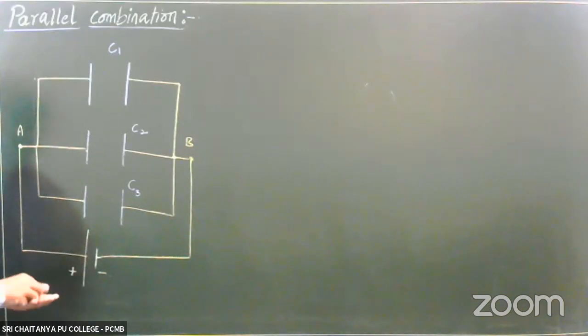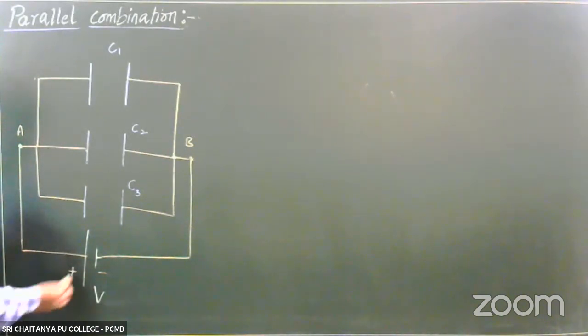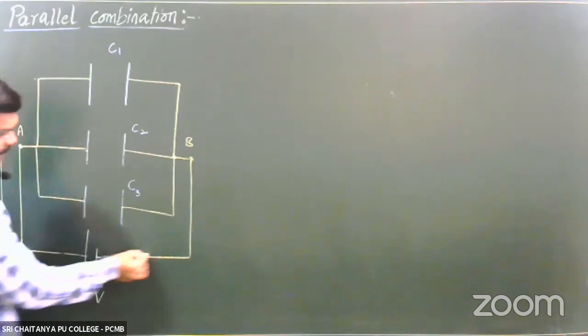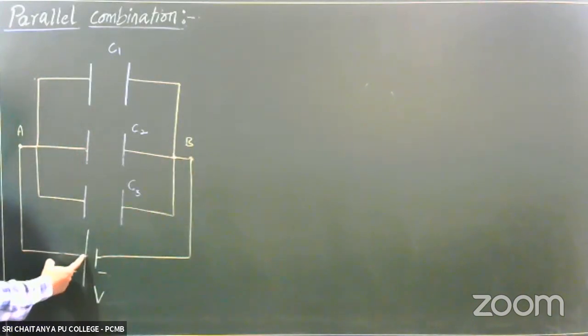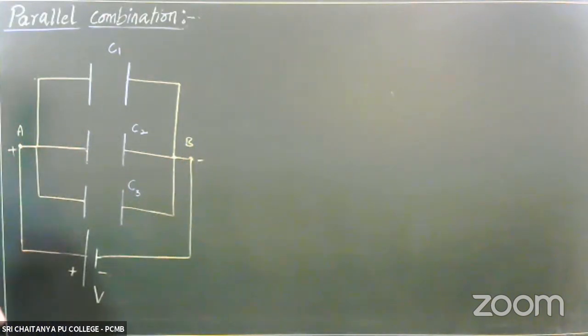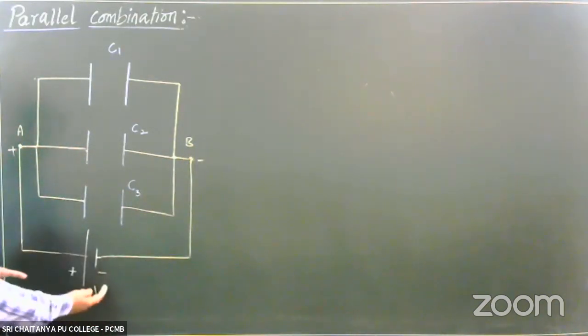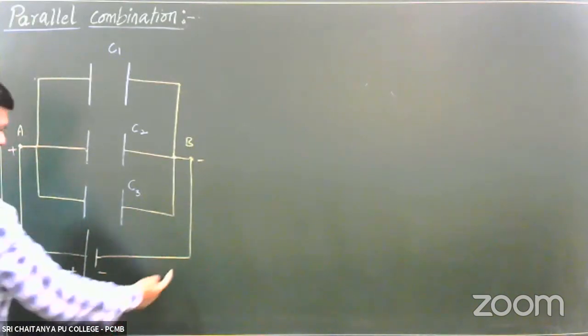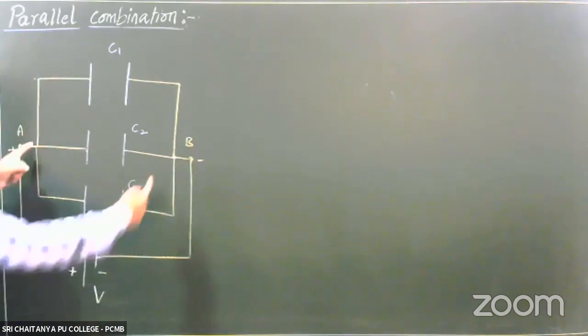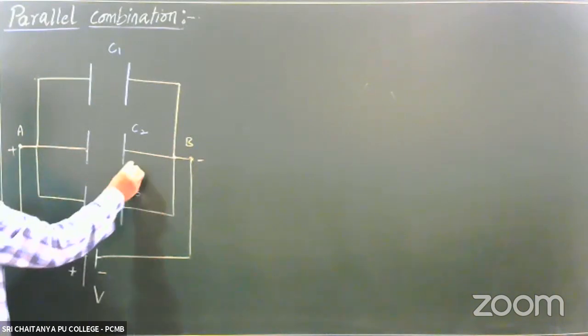A cell of potential V is connected. Then what happens? First thing, see here, this negative terminal is connected to this common point. This is the wire, meaning this is plus and this is minus. Between these two points, what is the potential? V. Here potential V, here also potential difference V. Means what is the potential difference across this? V.